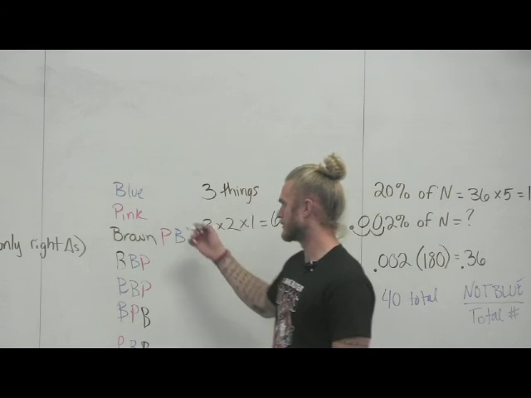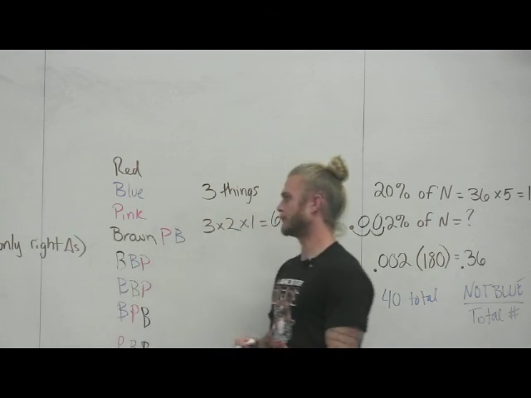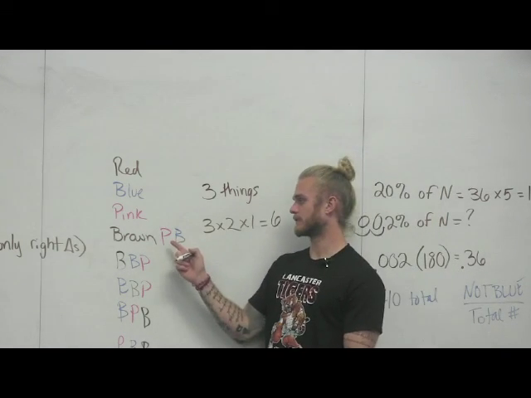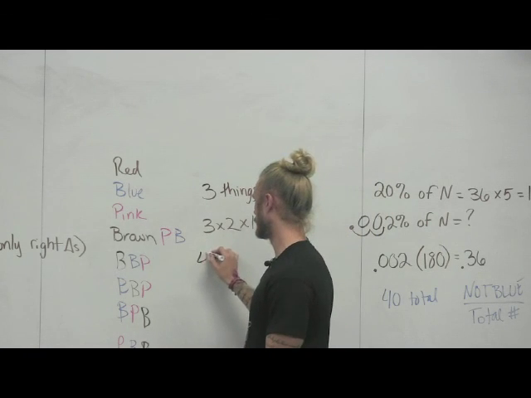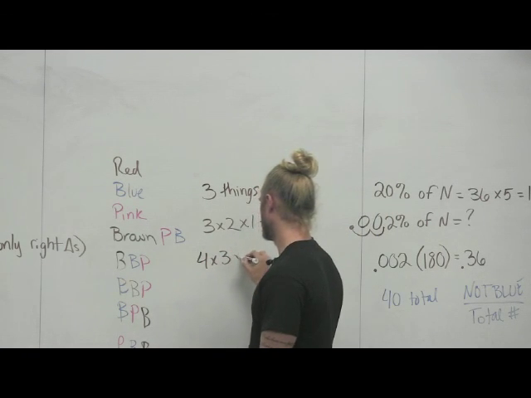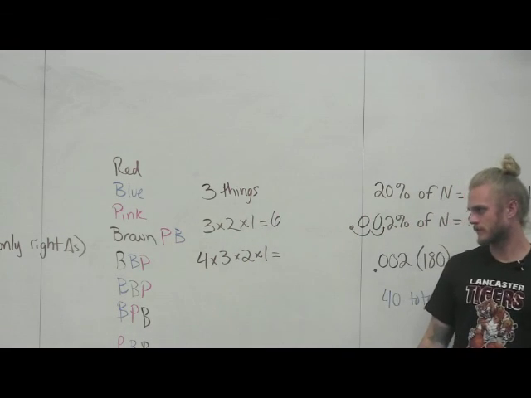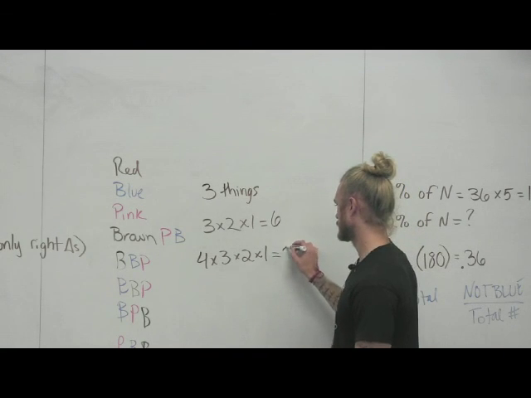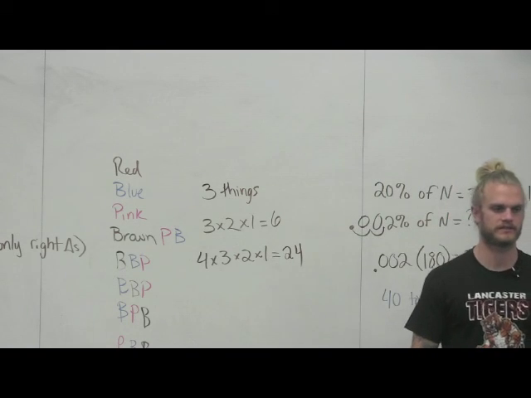If I had red, blue, pink, and brown, how many different things do I have now? 4. So in that case, I would do 4 times 3 times 2 times 1. If I have 4 things, I have 24 possible answers.